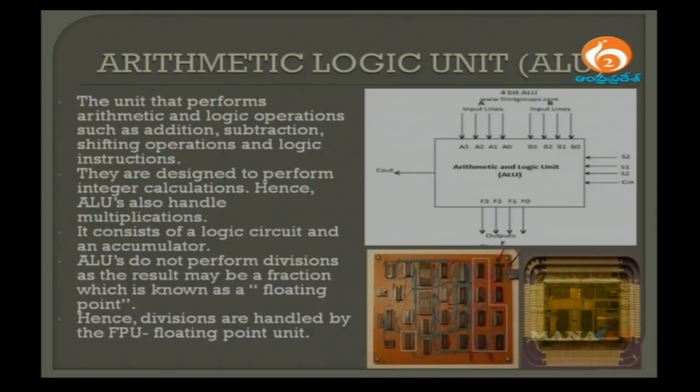And we have something called a carry. And then we have F3, F2, F1, F0 as outputs. S2, S1, S0, CIN are some of the basic information given to the ALU. So the brown chip which you can see below is what I have been talking about all the time. So this is the deep structure of the ALU.